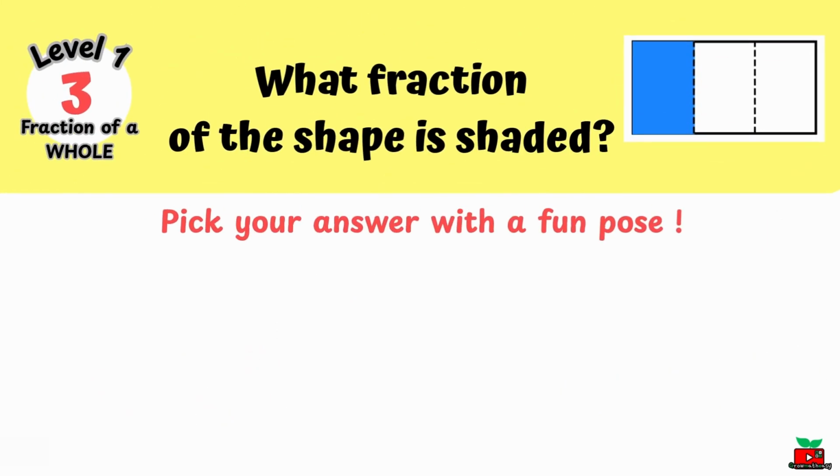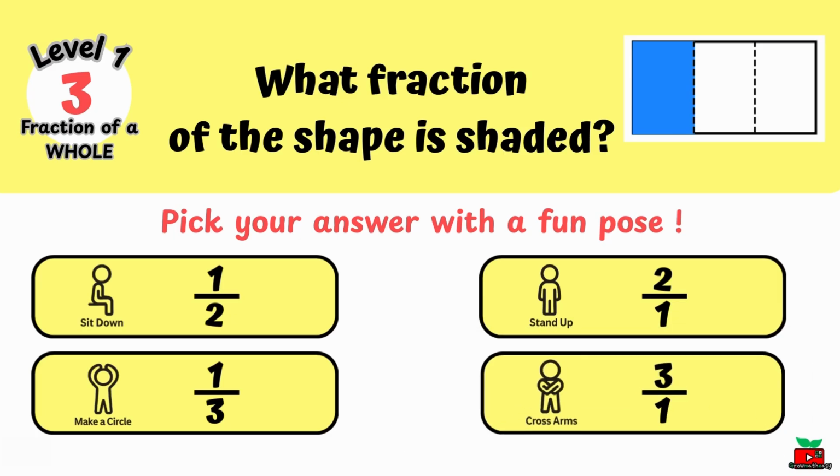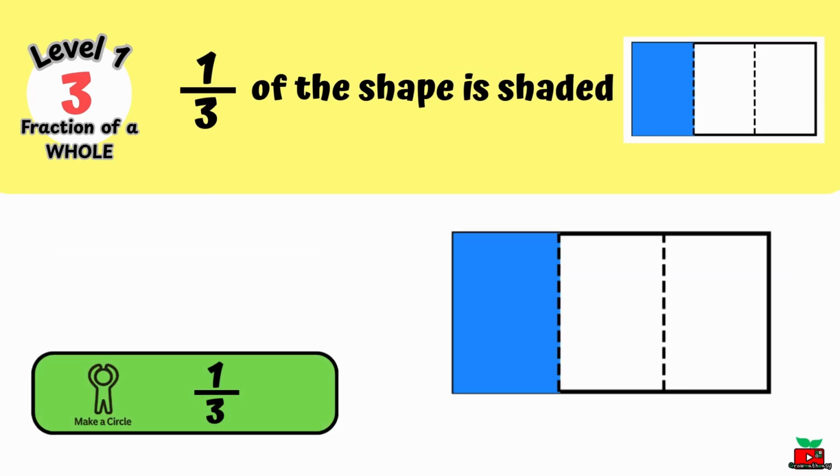What fractions of the shape is shaded? 1 over 2, 2 over 1, 1 over 3, or 3 over 1? One over 3. 1/3 of the shape is shaded.